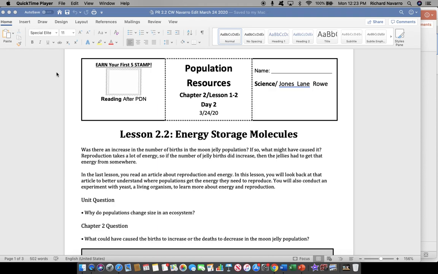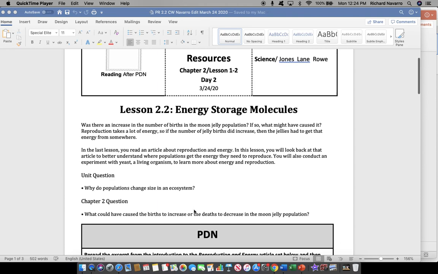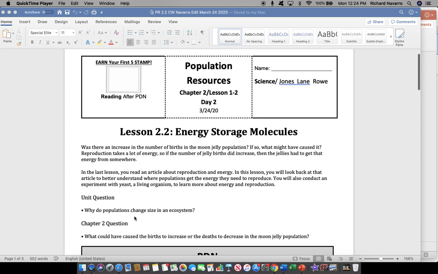In the last lesson, you read an article about reproduction and energy. In this lesson, you'll look back at that article to better understand where populations get the energy they need to reproduce, and you will also conduct an experiment with yeast, a living organism, to learn more about energy and reproduction. So, our overarching unit question has been, why do populations change in size in an ecosystem? And our chapter 2 focus question is, what could have caused the births to increase or the deaths to decrease in that moon jelly population?